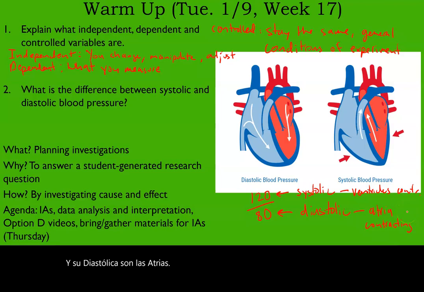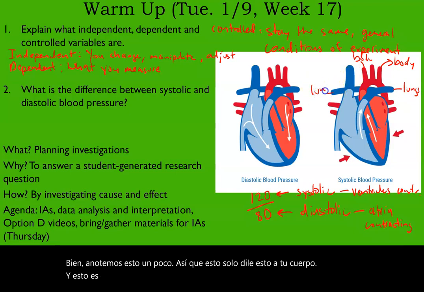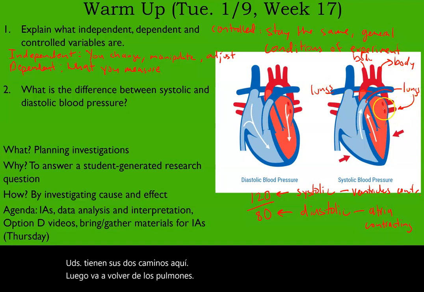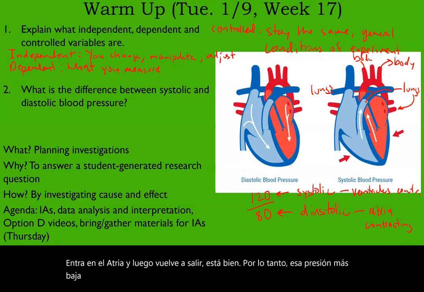Okay, and let's annotate this a little bit. So just say that's your body. And this is to your lungs. You've got two lungs, so you've got your two pathways here. And then it's going to come back from the lungs into the atria and then go back out. Okay? So that lower pressure is your diastolic, but you still have some pressure there.